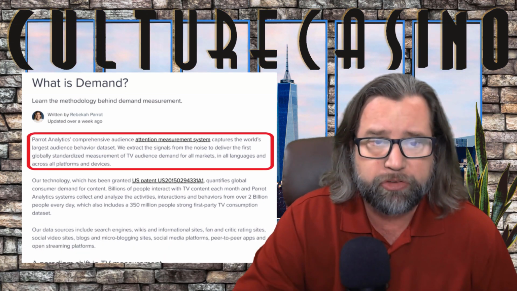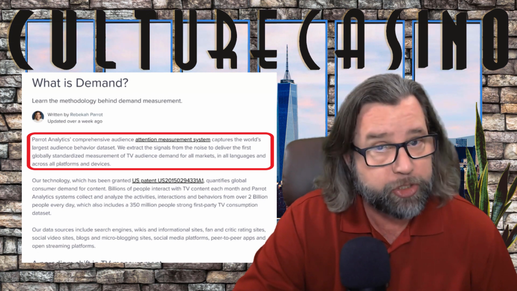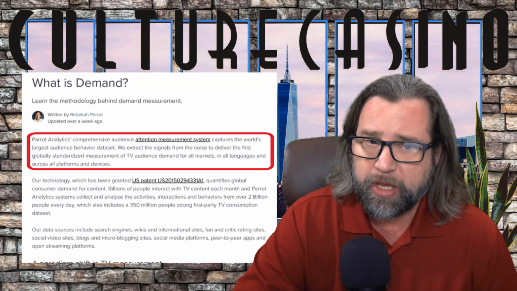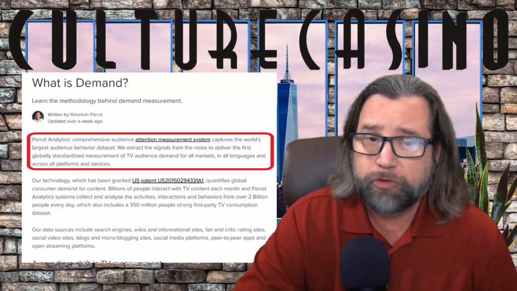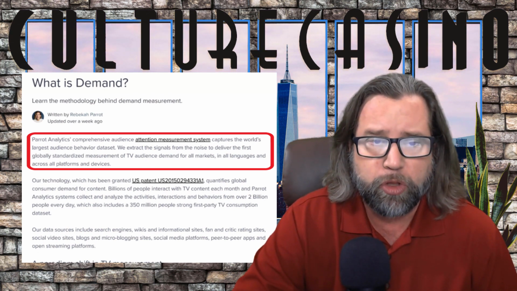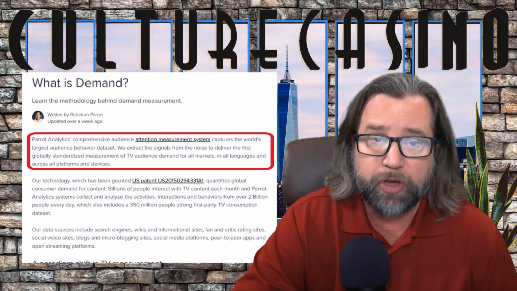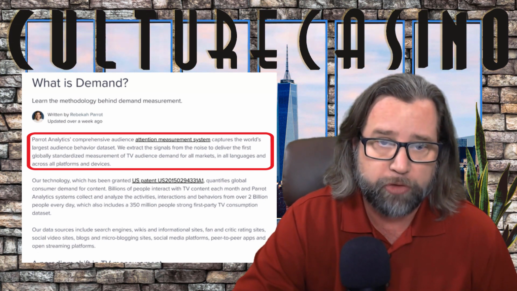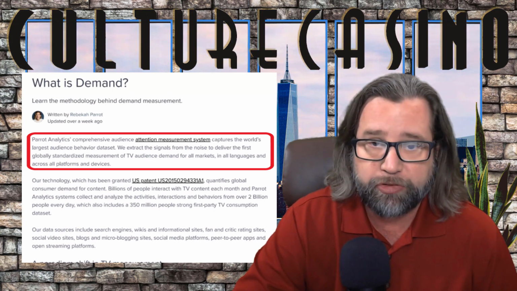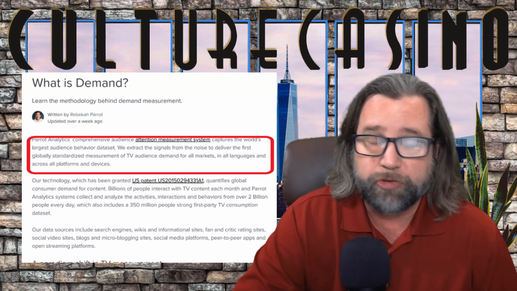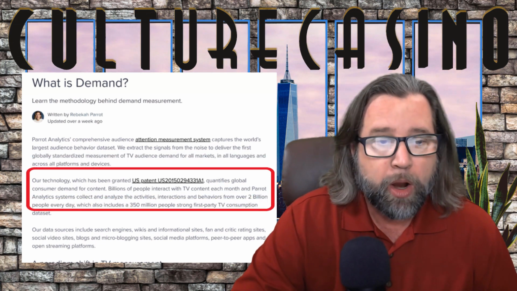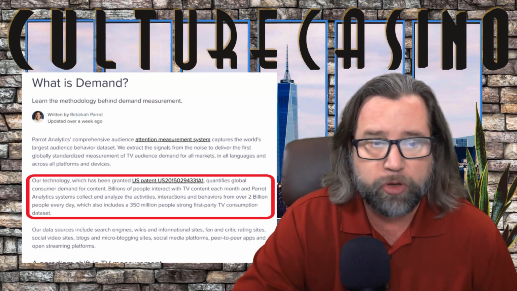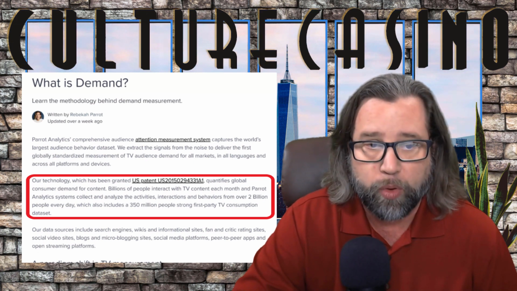Parrot Analytics' comprehensive audience attention measurement system captures the world's largest audience behavior dataset. We extract the signals from the noise to deliver the first globally standardized measurement of TV audience demand for all markets in all languages and across all platforms and devices. That was 2 sentences, guys. Kind of wordy. Our technology, which has been granted a U.S. patent, quantifies global consumer demand for content.